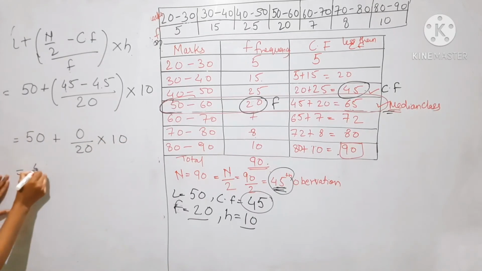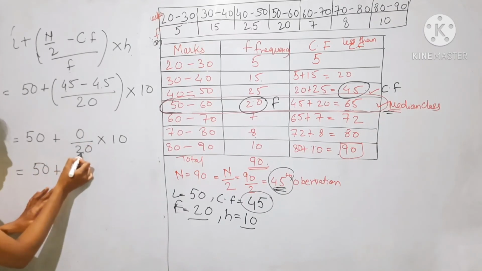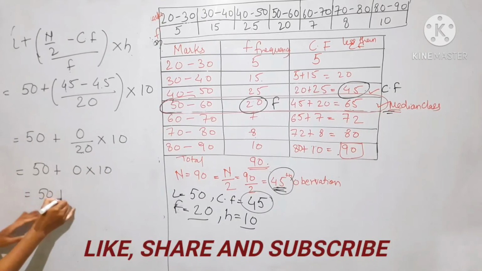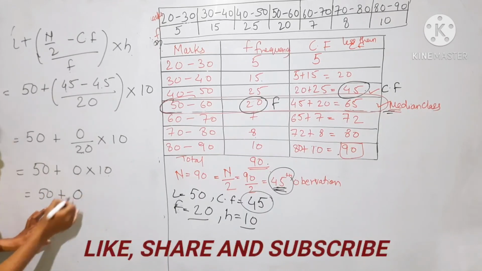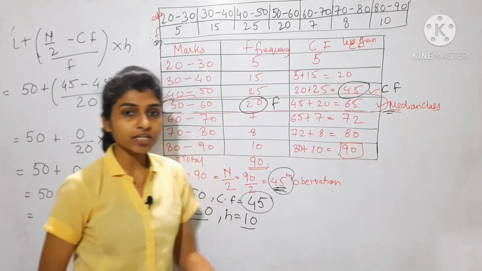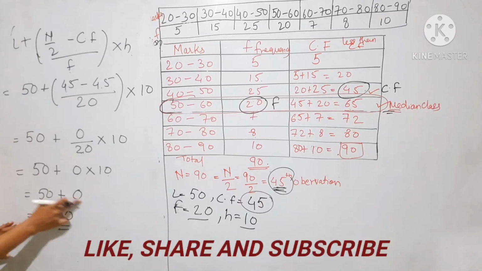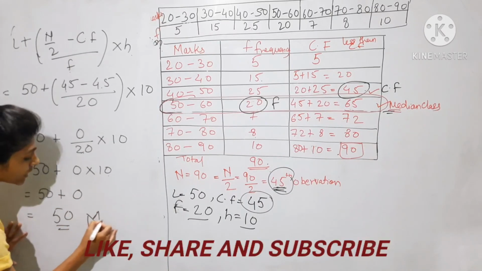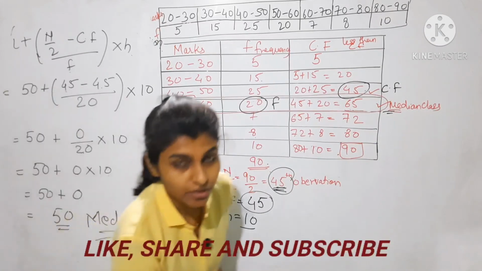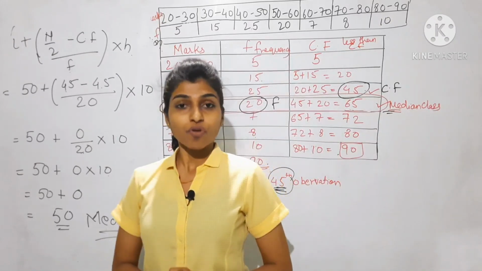Okay, equal to 50 plus 0 divided by 20, we get 0, into 10. Equal to 50 plus 0 into 10, 0 we get. Whatever you multiply or divide by 0, the answer you will get is 0. So 50 plus 0, 50. So 50 is the median. In this way, I hope you have understood how to calculate the median for a frequency distribution.